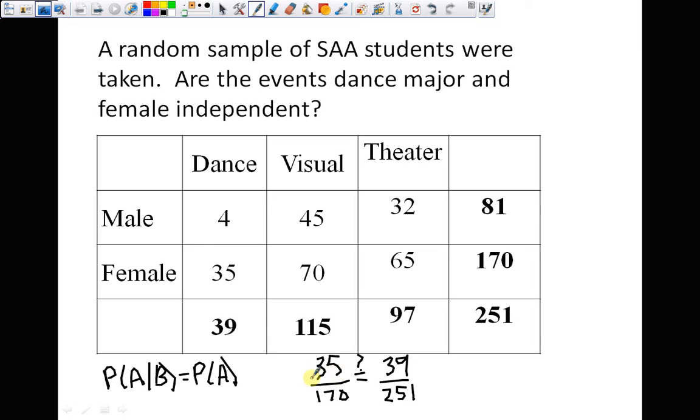I'm not going to show the calculator here, but you can check it if you want. This is more likely. 35 out of 170 is a higher percentage than 39 out of 251. So what that tells us is that they're not independent. In fact, being female and being a dance major have some kind of relationship. And the relationship may be that if you're a female, you're more likely to be a dance major than if you're anybody from the general population, which means males and females. So that fact shows that these two events are not independent.